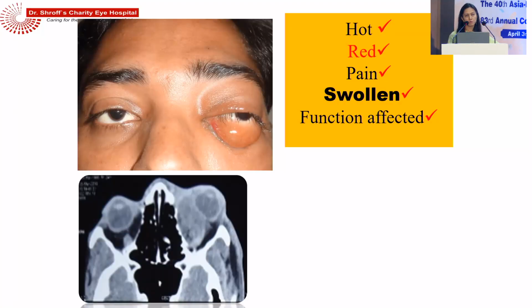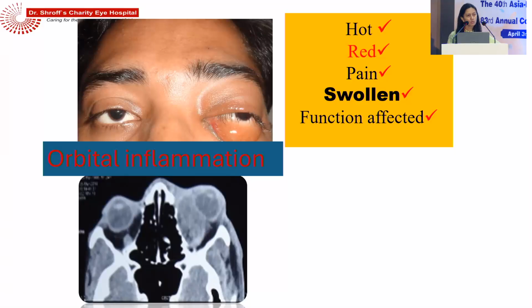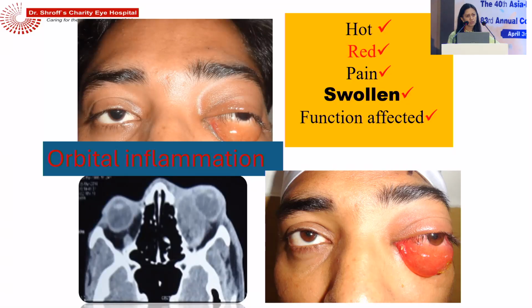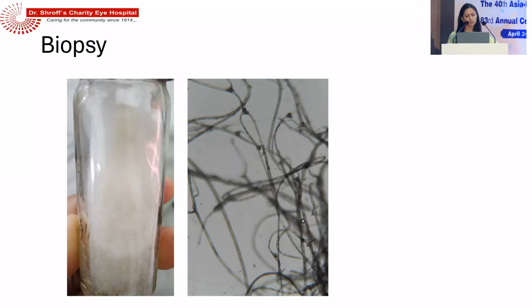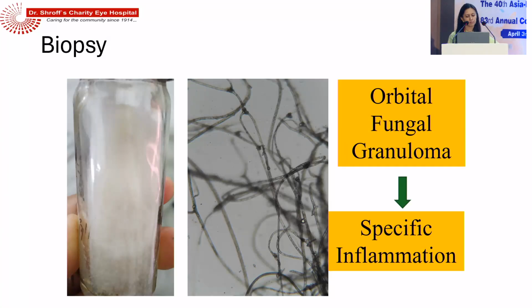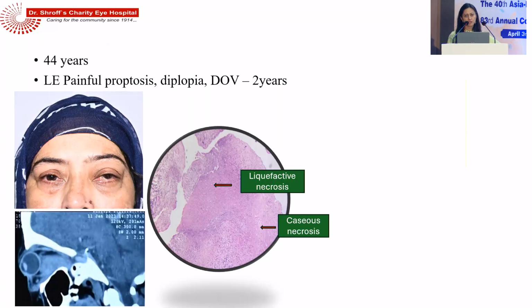But what we see on the imaging is a mass lesion which is sitting there in the orbit. So this also presented as an orbital inflammation. He did not respond to the conventional treatment which was given to him, that is steroid, and eventually when we did the biopsy, we knew the diagnosis. This was a fungal orbital cellulitis which presented as an orbital inflammation. So these are specific inflammations.